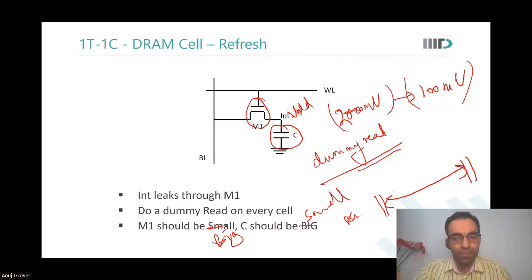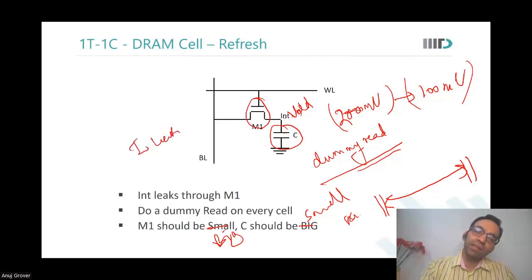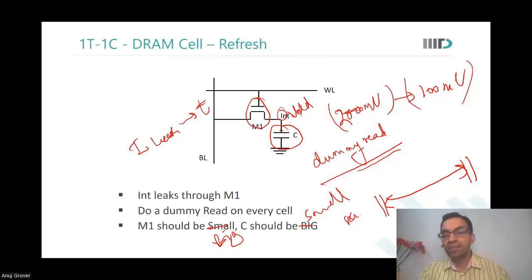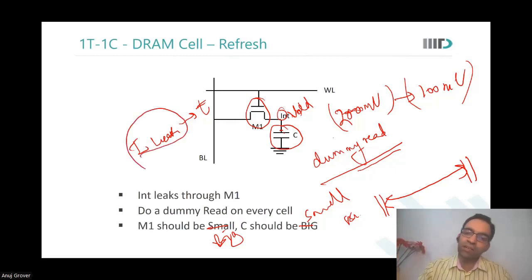Sir, why should we increase the storing capacitor C? Because, let us say I leak is the current that is leaking. If the capacitor is large, then it will take extra time for the voltage on this int node to fall. So restoring the value of int node will be easier. The threshold is that int node should not fall below 200 millivolts or 300 millivolts. So the duration it would take for int node to fall for the same leakage current will be higher if the capacitance is larger.